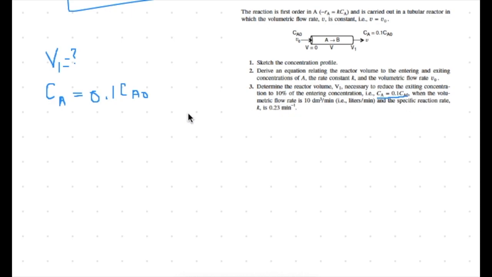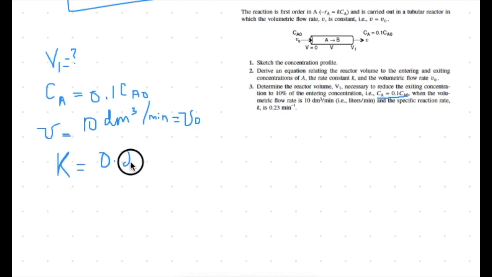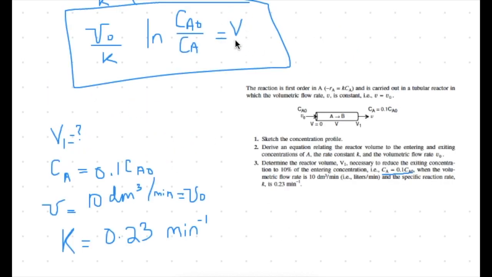When the volumetric flow rate is 10 decimeter cubed per minute, and remember that they had told us that volumetric flow rate is constant, so V naught is equal to V. And they gave us the reaction rate K, which is 0.23 inverse minutes, or minutes to the negative 1. So we are trying to determine volume. They gave us the relationship between the initial and final concentrations. They gave us volumetric flow rate and the rate constant.